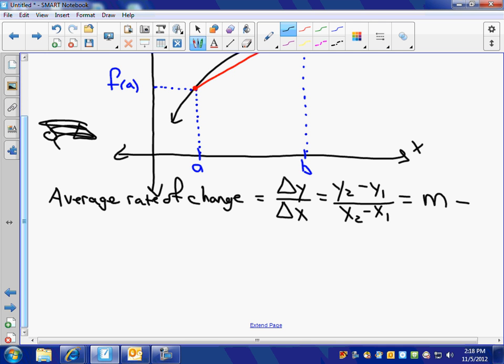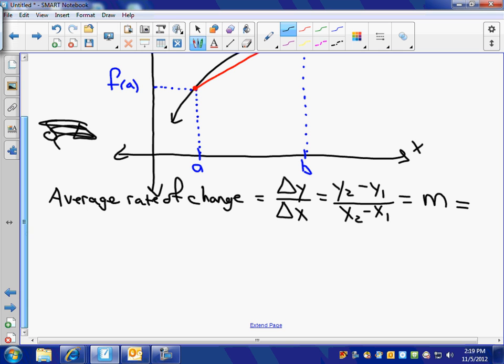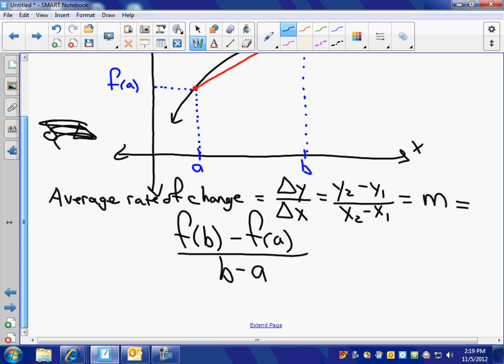Which you're right. But what we're going to do now is, according to this drawing up here, what's my second y value? f of b minus f of a divided by b minus a. And that's how we'll define average rate of change. Nothing different than slope, but we're going to apply it here in a second and do something interesting with it. Any questions before we try a problem?